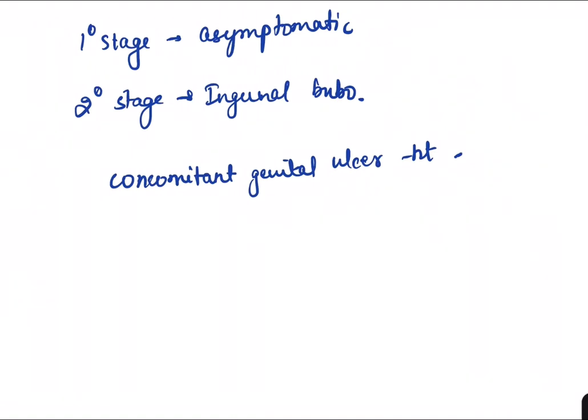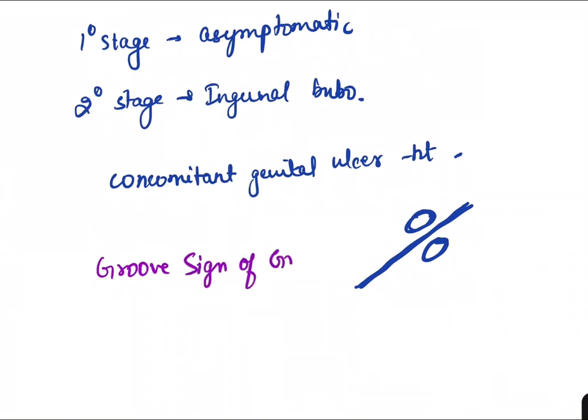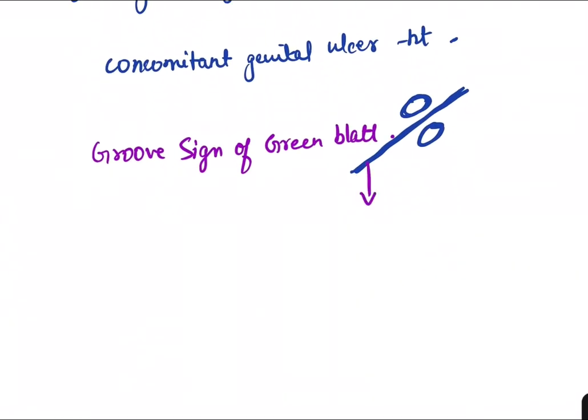Now in this we have to remember one point. Suppose this one is our inguinal ligament. If it involves the superior and inferior inguinal nodes, then one groove is formed, and that groove is known as the groove sign of Greenblatt. Please remember, it is formed by Chlamydia trachomatis.